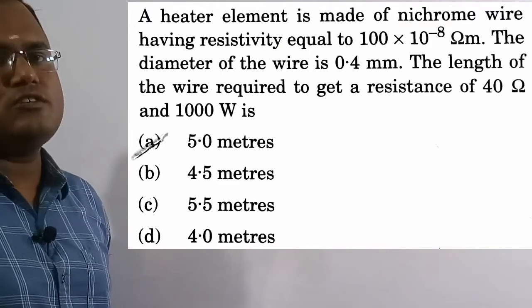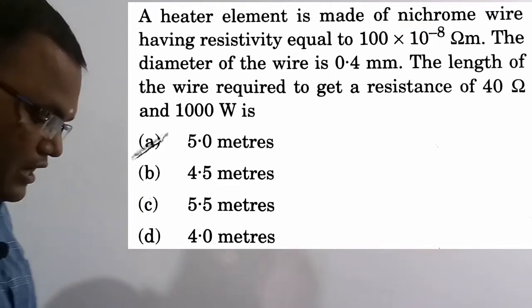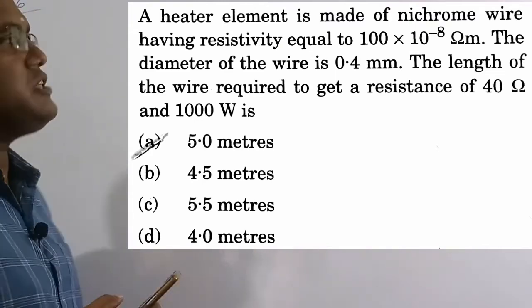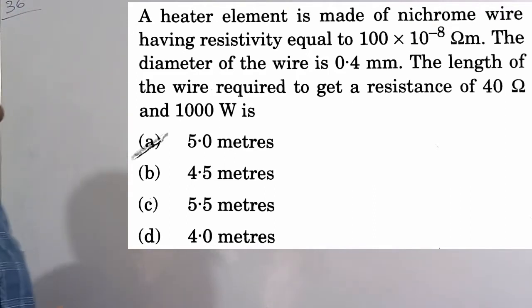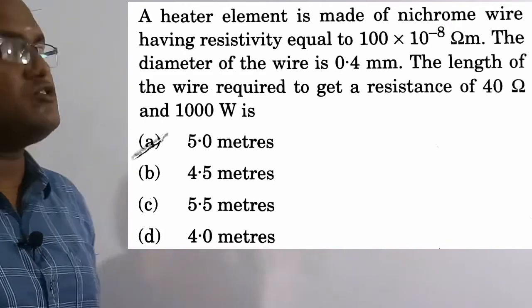So in this question they also give the resistivity, the diameter of the wire, and the resistance of this wire. Based on this data we need to find the length of the wire. The wire is basically a Nichrome wire. So what are the four options? Option A, 5 meters, is the correct solution of this question.